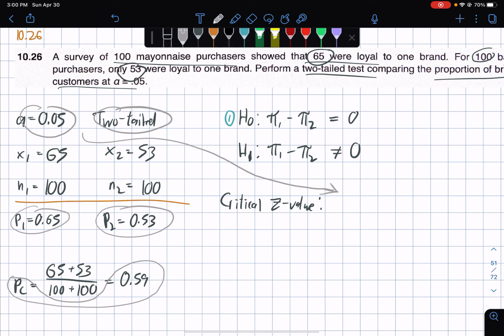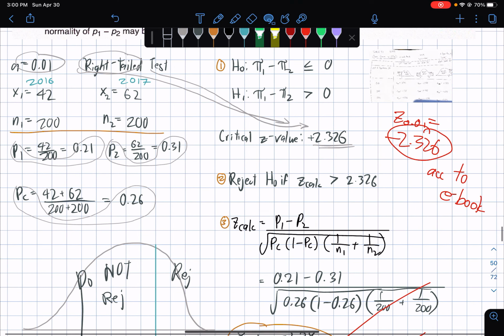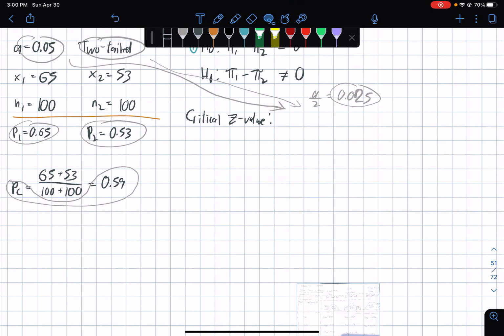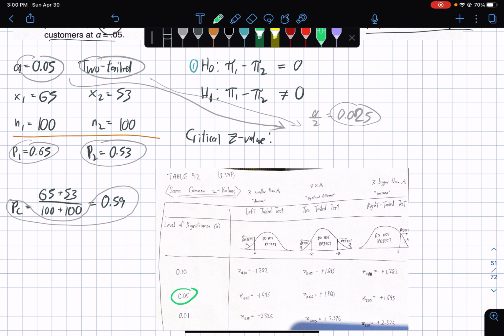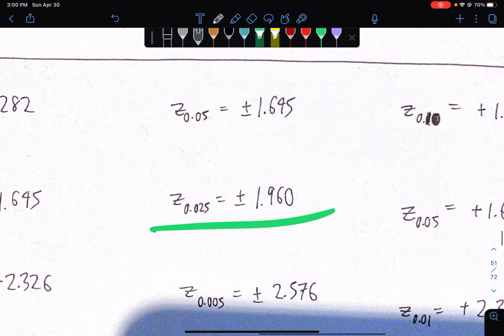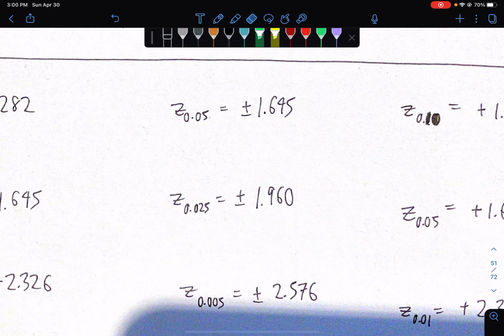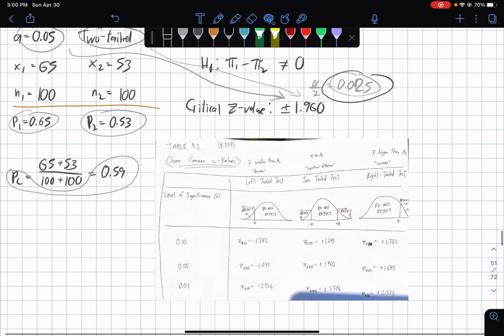Alpha is 0.05. Because this is a two-tailed test, 0.05 becomes alpha over 2. That means it's 0.025. And according to the sheet that I provided before, let's check it again. Originally alpha is 0.05 and it's a two-tailed test, so it's this one, plus minus 1.960. You can see that 0.025 is over here. Okay.